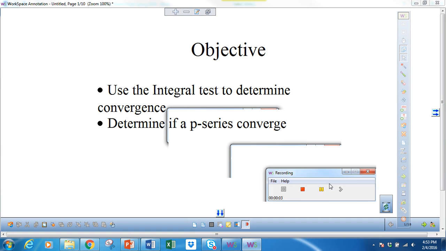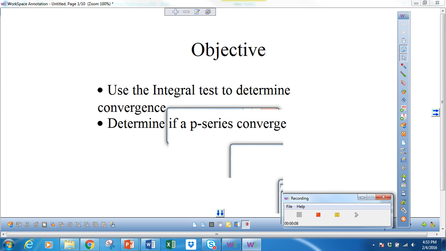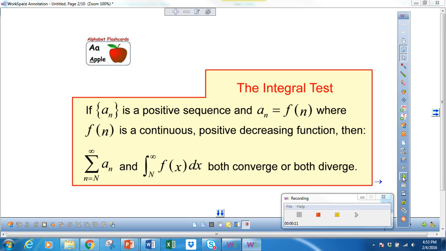Okay, welcome to video 3 of day 2. In this video, we're going to look at the integral test and then look at a P-series. On page 6 of your notes, in the middle of your notes, you will find the notes for this section.